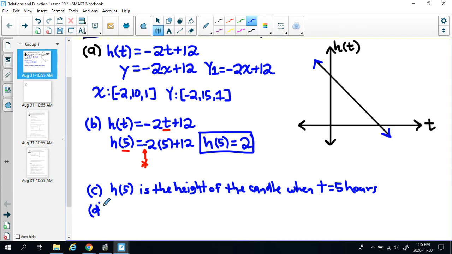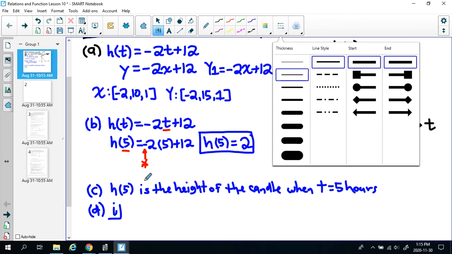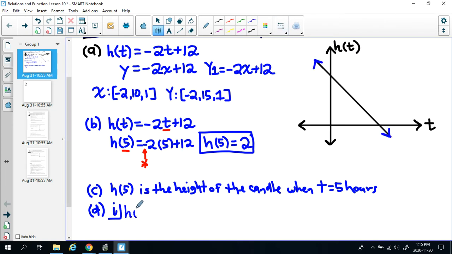Okay, D says evaluate the following and explain their significance. So the first one we're going to do is it wants us to evaluate h of 0. Okay, so h of 0. I have no idea what happened there. That is not a bracket. Try that again. Let's use a thinner pen. Okay, so it wants us to determine h of 0. And it says identify the significance. Well, let's calculate it first.